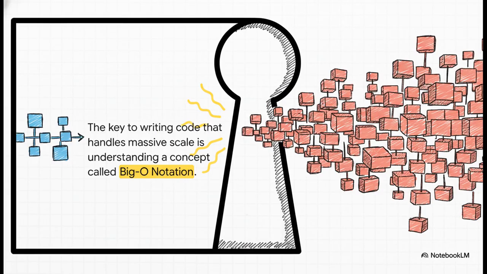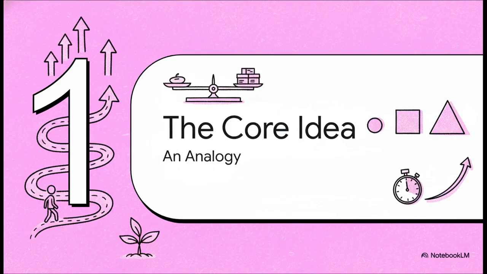Well, the answer to that mystery and the secret to writing code that can actually handle massive scale is understanding a concept called Big O notation. You can think of it as the universal language for talking about how well an algorithm performs. To really get what Big O is all about, we don't need to start with a bunch of complicated math. Nope. Instead, let's kick things off with a super simple analogy.